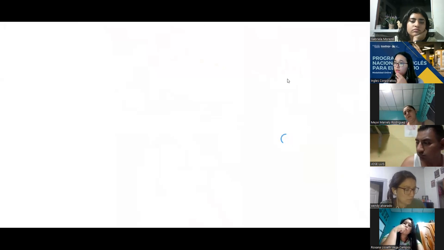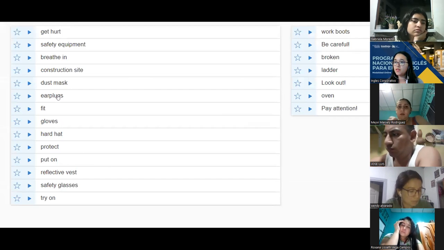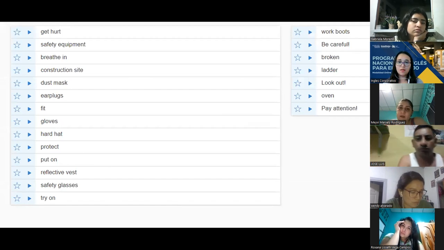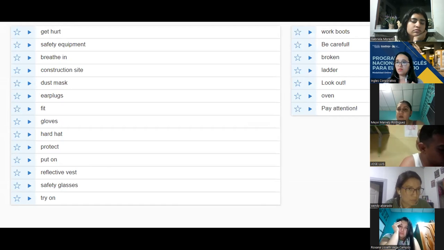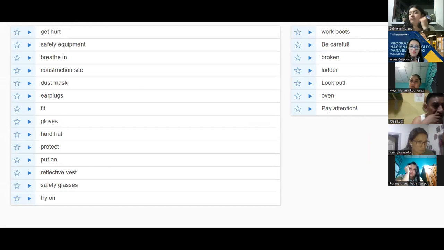So we have the next one, the earplugs. The earplugs son los unos que tienen parecidos a estos, the earplugs que se conectan. Then we have fit, tiene bastantes significados. Fit something. Por ejemplo, algo que le quede a usted, algo que sea adecuado para usted, algo que se adapte.